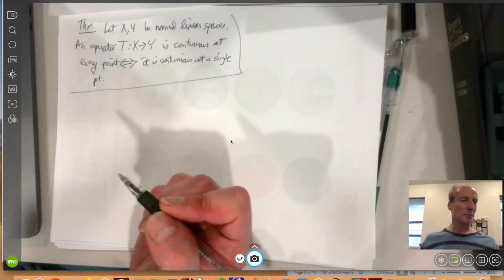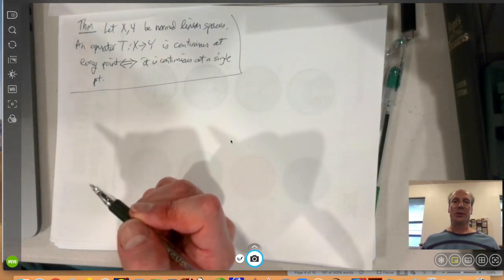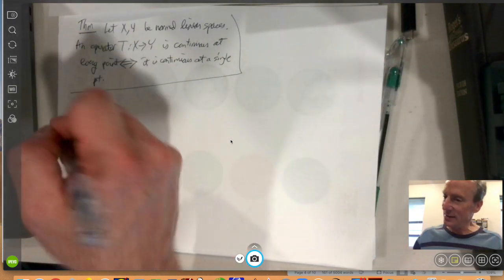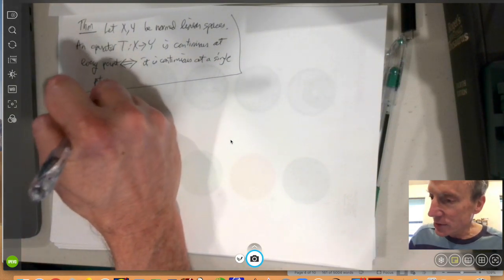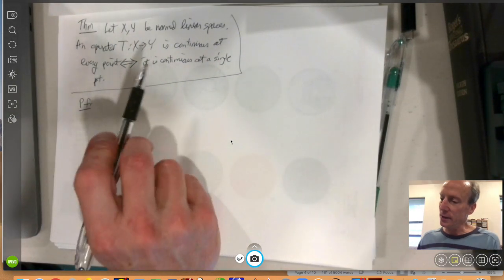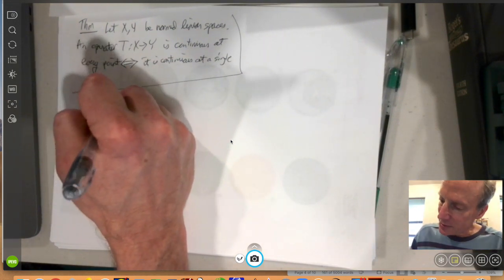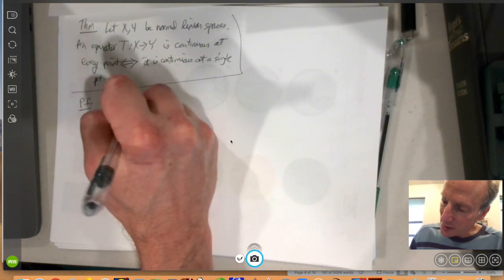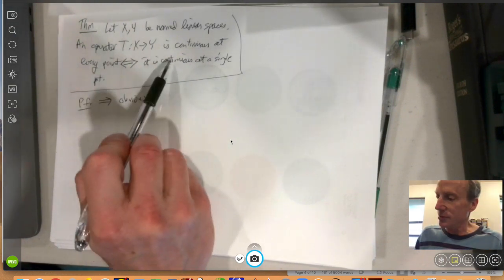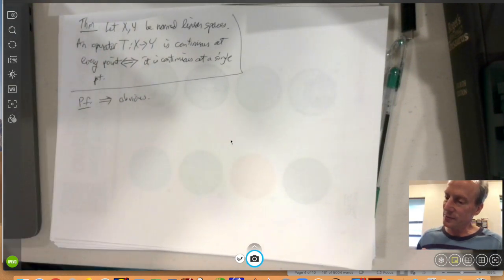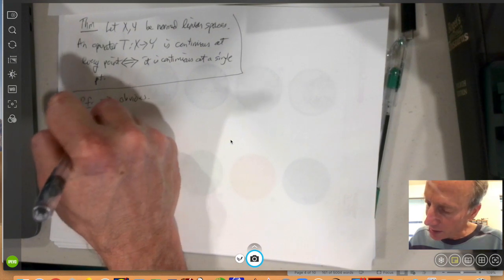Wow. So that's kind of an interesting thing. That's certainly not true in general. So let's do the proof of that. This direction is obvious because that is one special case of the first thing. So now let's look at this direction.